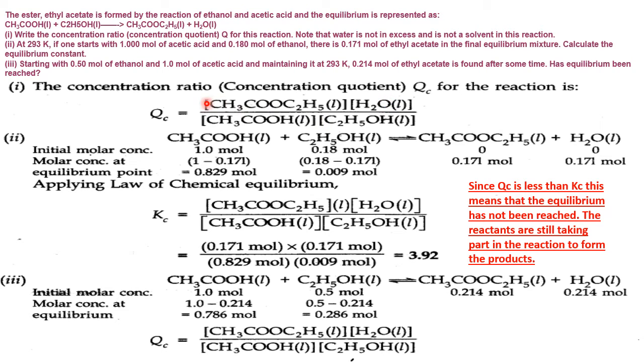Now the second one: at 293 Kelvin, if one starts with 1 mole, so the initial amounts are acetic acid 1 mole and ethanol 0.18 mole. At that time the reaction has not yet started, therefore ester and water are not yet formed. After some time, when the reaction attains equilibrium, what is given here is 0.17 mole of ester in the final equilibrium mixture. So that much is there.